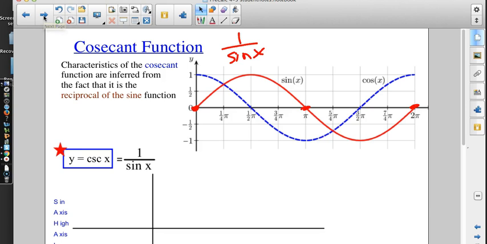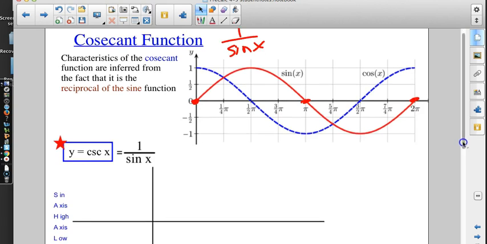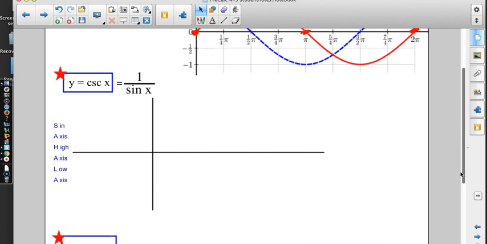Not new. We look at this and think, okay, well, it's still sine. Its period is 2 pi. We'd still use pi over 2, pi, 3 pi over 2, and 2 pi. Well, that's what we're going to do.